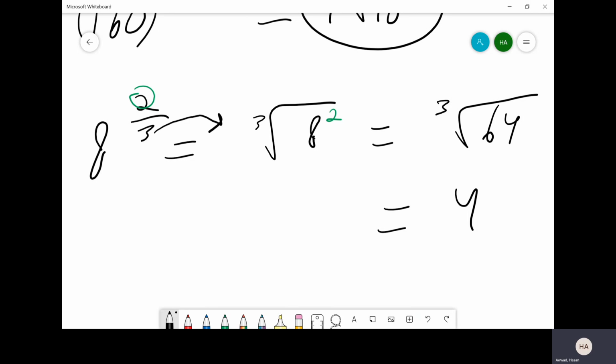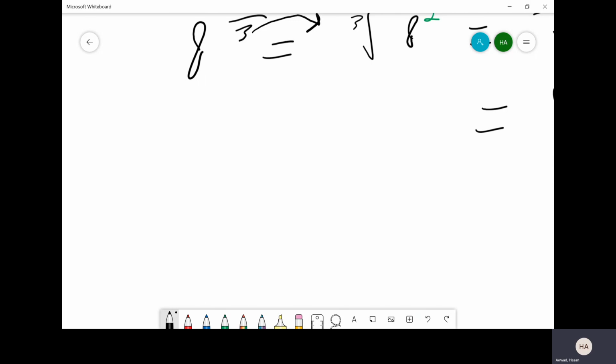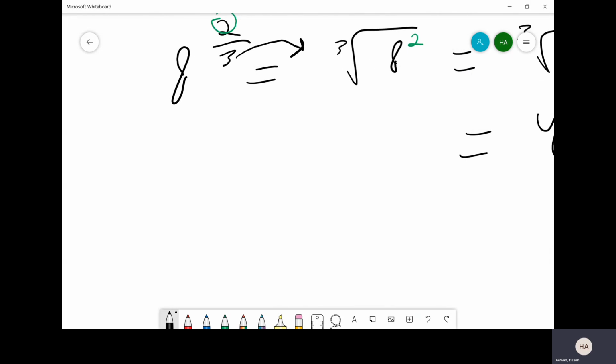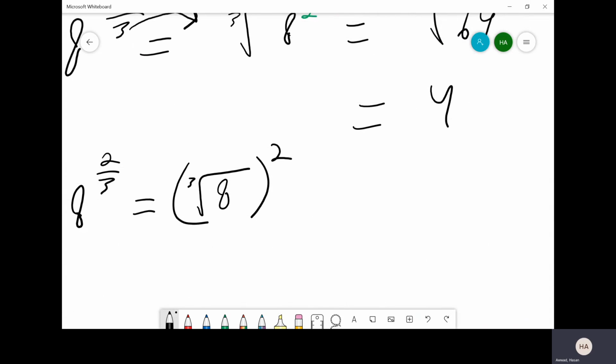And now you might be wondering, do we have to do this in a particular order? Can we do the root first and then the exponent? And the answer is yes. These are actually equivalent. So if we do the other order, let's say 8 to the 2/3, but now we flip the order and we do the cube root of 8 first, and then we square it. Okay, that's totally fine. What's the cube root of 8? Well, that's 2, right? So we get 2 squared, and we see that it's still equal to 4.